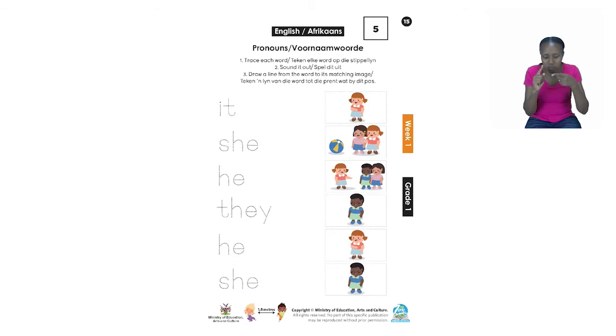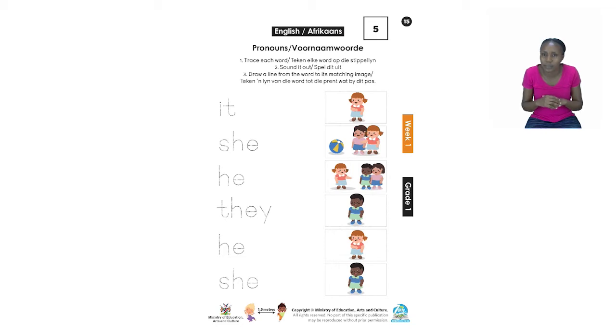We said that word is she. Let us look for a picture that shows the pronoun she. Very good, grade ones. We can use the top picture of the little girl or the one at the bottom right there. So you can draw a line to one of them, either the top one or the one at the bottom.